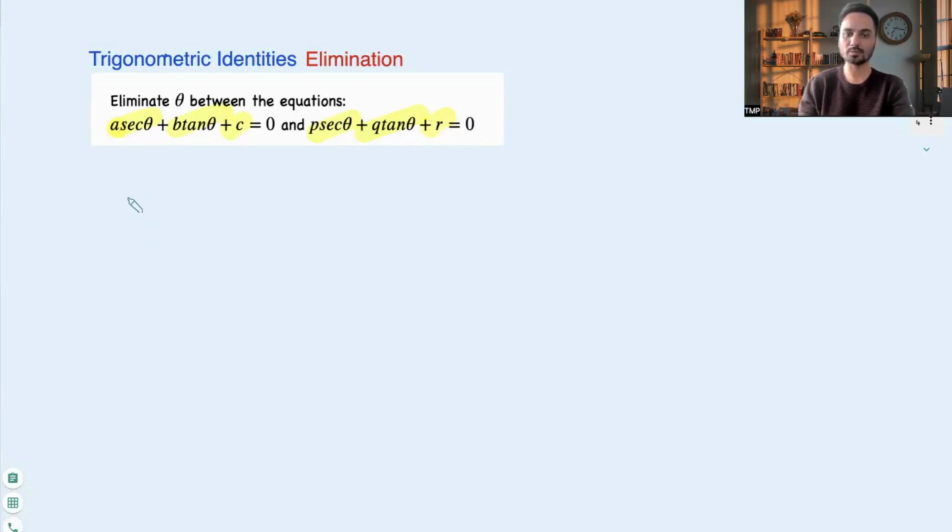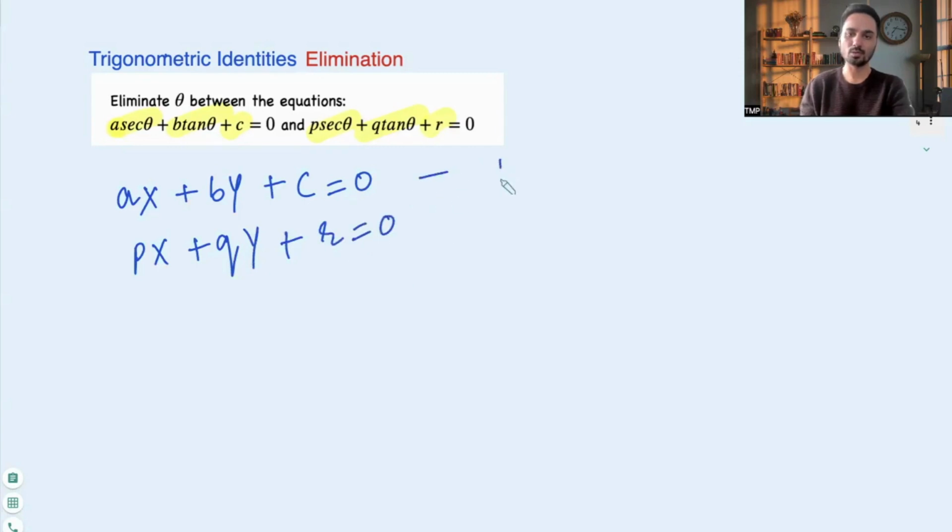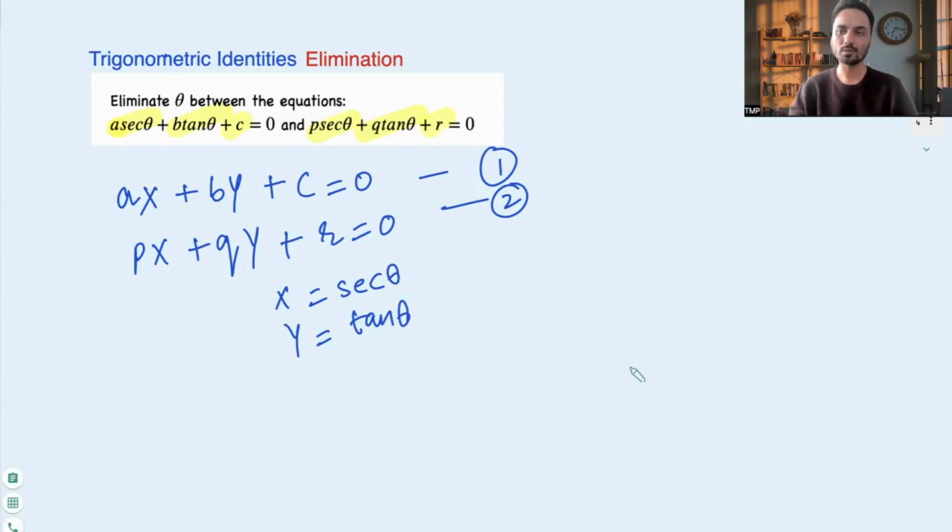If you look, the equations are in the form of ax plus by plus c equals 0 and px plus qy plus r equals 0. So we can consider them as two linear equations where x is sec theta and y is tan theta. And to solve two linear equations in two variables, we can use a number of methods. One of them is the cross multiplication method, and I'll be using that here.